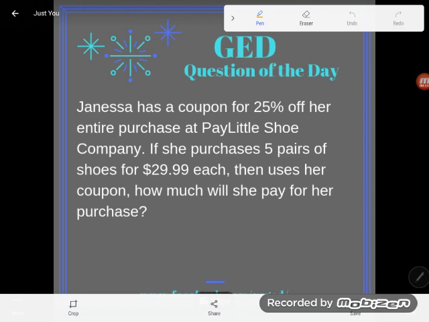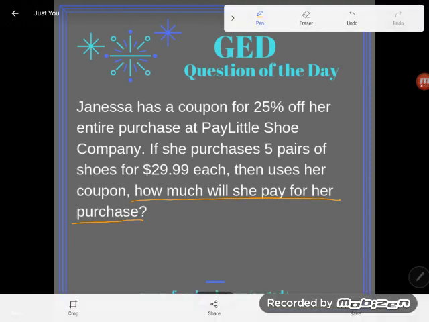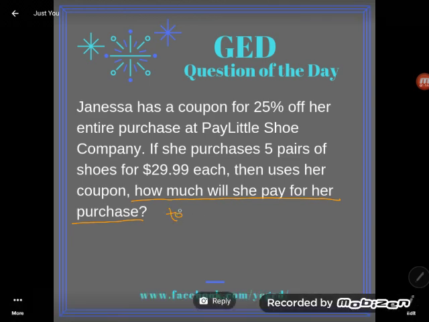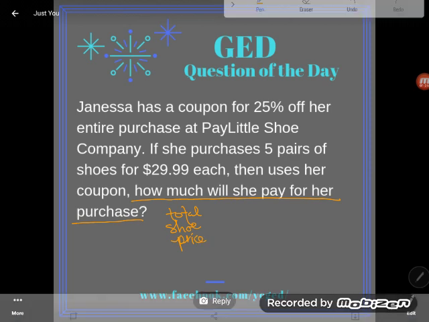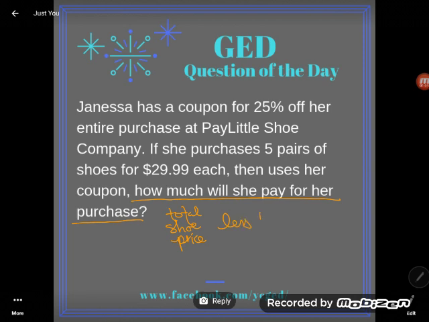So you could see it on science or social studies as well. Okay, so let's break down this problem by first looking for what they want me to find. Notice the question down here. It says, how much will she pay for her purchase? Now, we have a few things going on here. She's got quite a few shoes that she's going to get, so we definitely have to worry about the total shoe price. However, she also has a discount going on. So how much is she paying for her purchase? They're asking me to find the total shoe price less the discount.